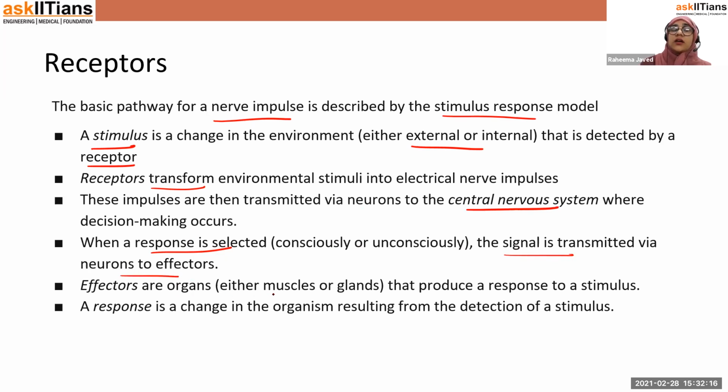Okay, effector organs can be either muscles or glands. They are responsible for giving a response to a particular stimulus, and a response is a change in the organism resulting from the detection of a stimulus.